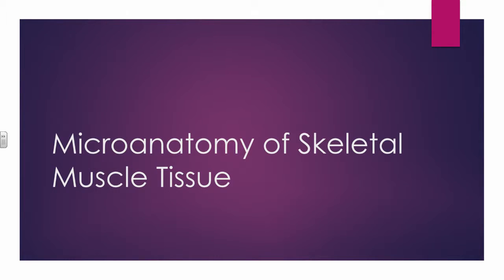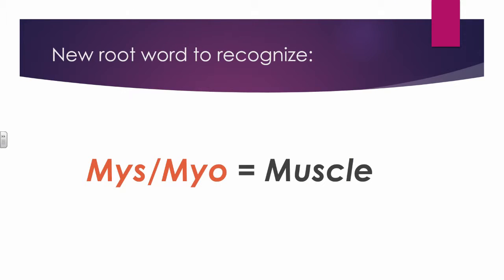Okay, we're going to be talking in this video about microanatomy of skeletal muscle tissue. We've talked about a lot of the macroanatomy of the actual structure of the skeletal system, but we're going to be talking about the different tissue types and the different types of connective tissue that connect the various levels of organization of muscle tissue. So we have one new root word to recognize, that is mys or myo, meaning muscle.